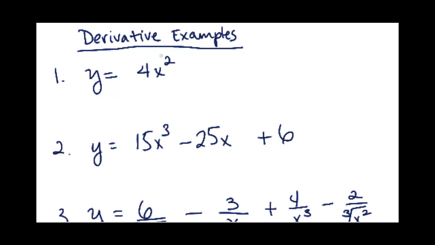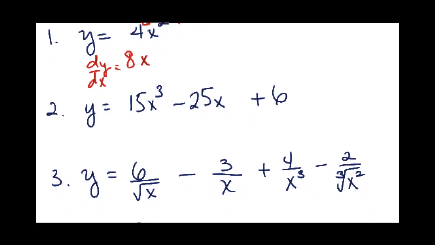So the first one's just an example of the power rule. You're going to multiply this 4 times the 2, and then you're going to subtract 1 from the exponent. That'll give you 4 times 2 is 8. 2 minus 1 is x to the first. But we don't need to write that 1 up there, it's implied. So you could write dy dx equals that, or f prime equals that, whatever you choose to write there.